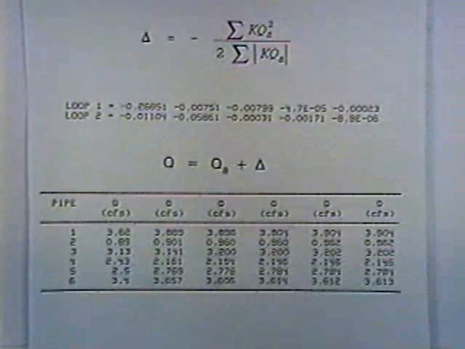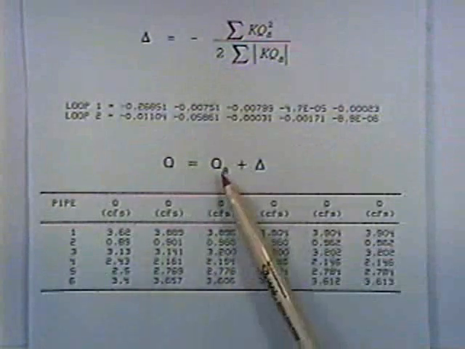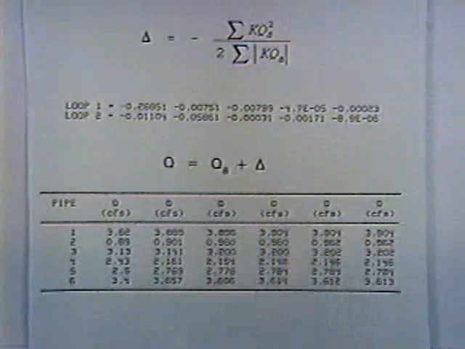And then the way you correct, you just take the initial guess for the Q and add it to the correction factor. Now there's one pipe there. It's numbered pipe number 6. It's in loop 1 and loop 2. And so when you're doing the corrections, you correct that pipe twice. And you keep track of signs.